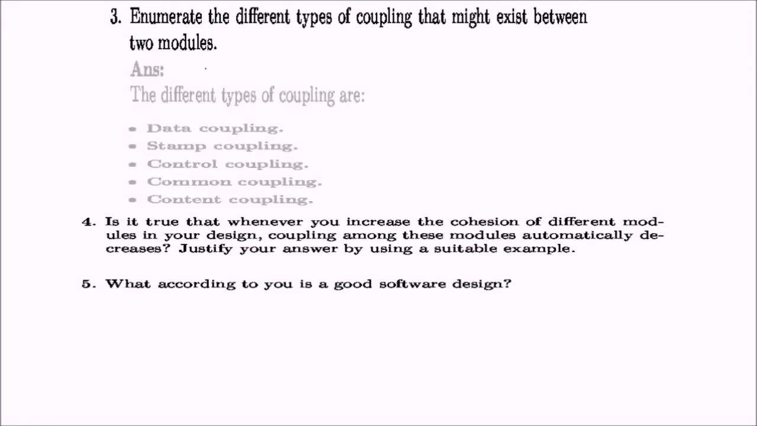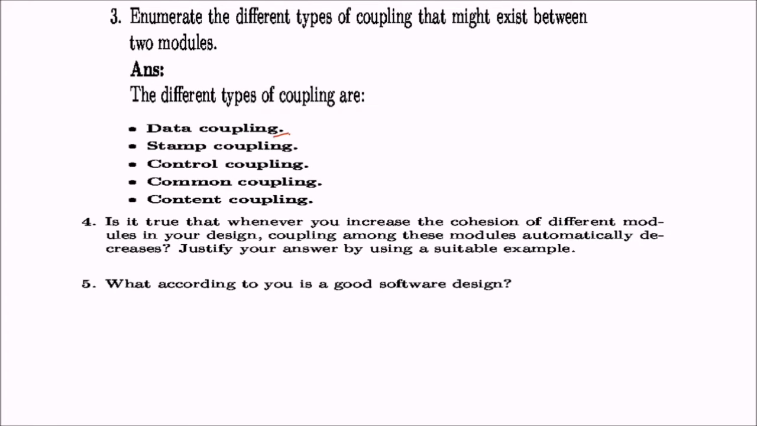Then this is question 3. Enumerate the different types of coupling that might exist between two modules. Couplings are data coupling, stamp coupling, control coupling, common coupling, and then content coupling.